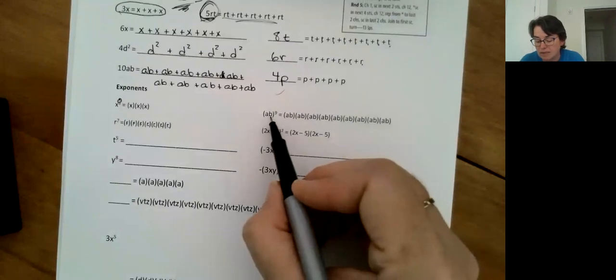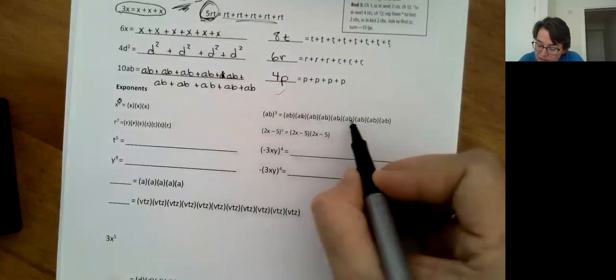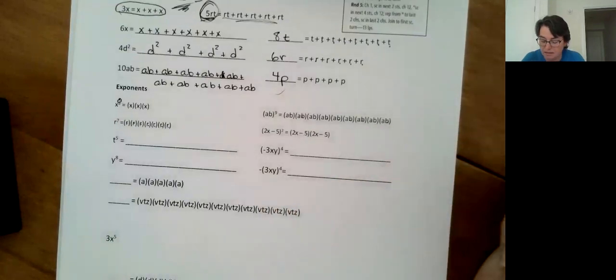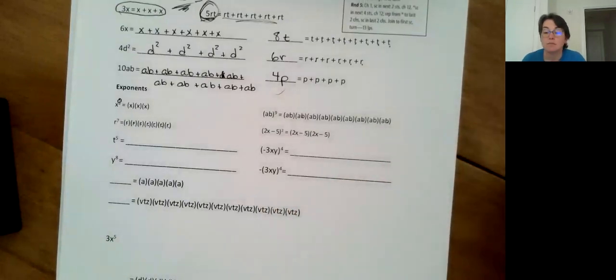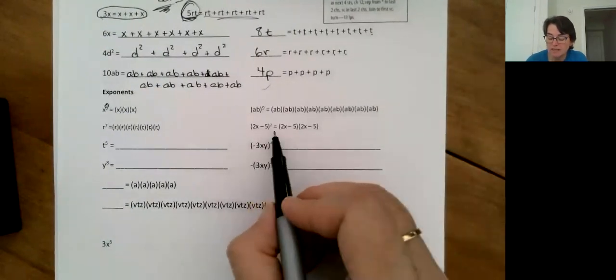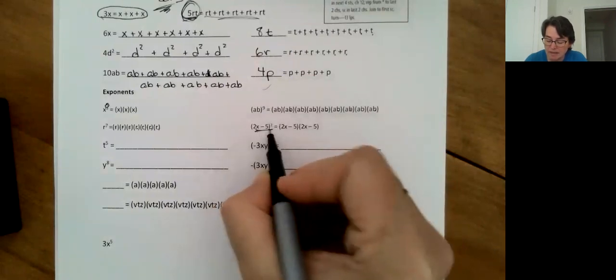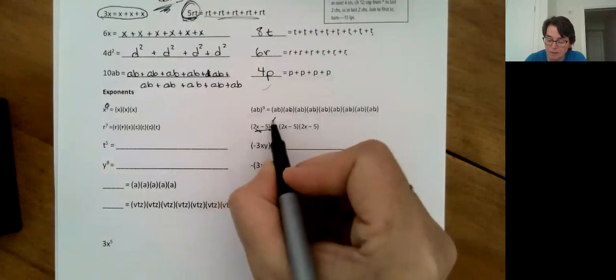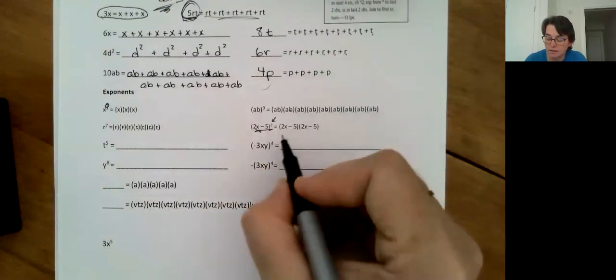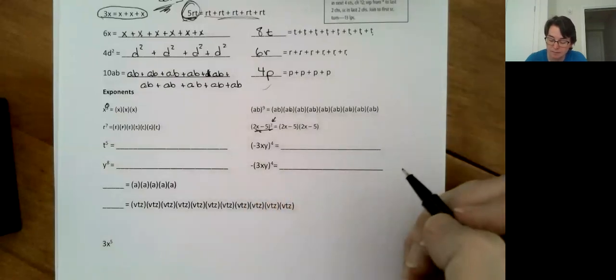A, B to the 9th, there should be 1, 2, 3, 4, 5, 6, 7, 8, 9 ABs. Pretty straightforward. Notice this one, it can even be stuff in brackets, but the exponent means this is my base, this is what I'm going to write. My exponent says how many times. So 2x minus 5 in brackets, 2x minus 5.